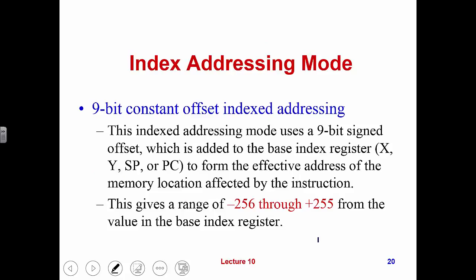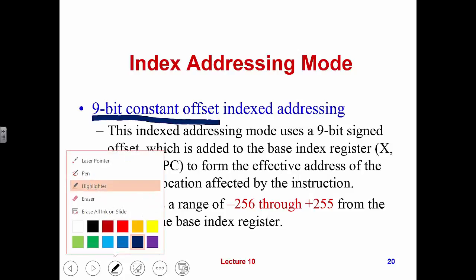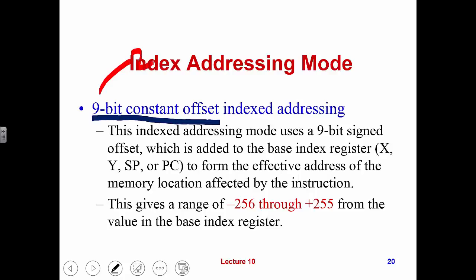It's the 9-bit constant offset. Everything's the same. The only difference is what? The offset value becomes much larger, so its range is much wider. If it's a 9-bit constant offset, that's the value we add into either X or Y, depending on whether we use X or Y. Because it's 9 bits, 2 to the 9 gives 512. This is the total range we have.